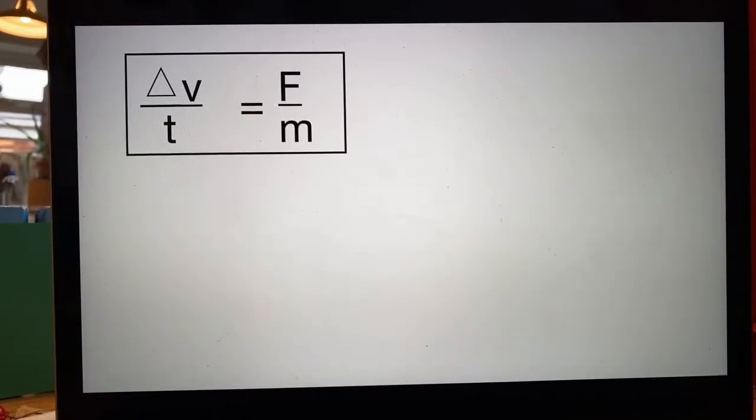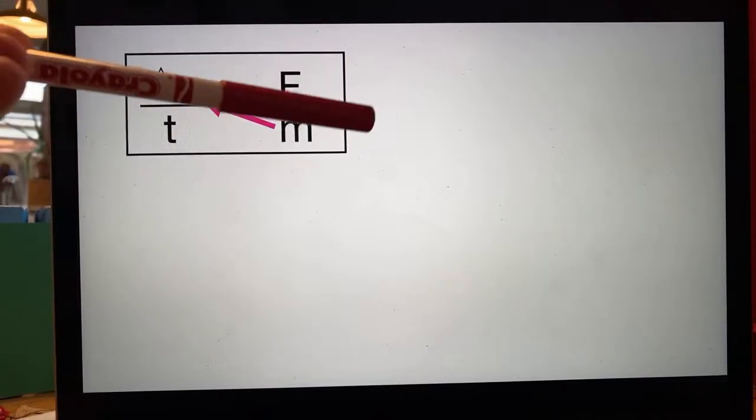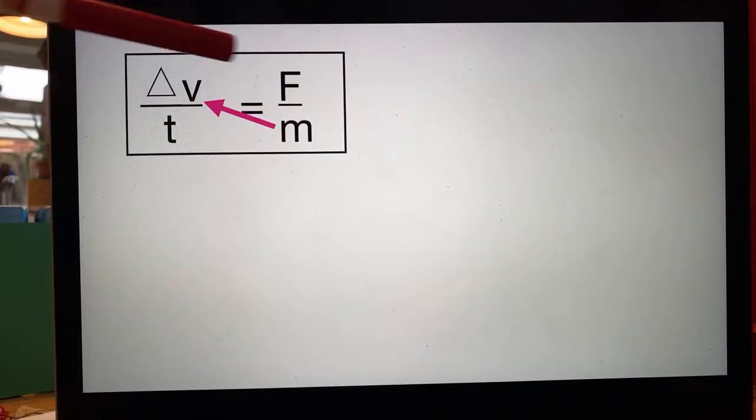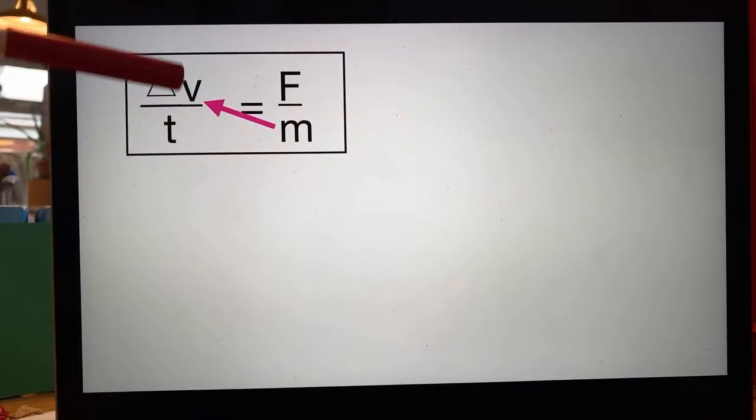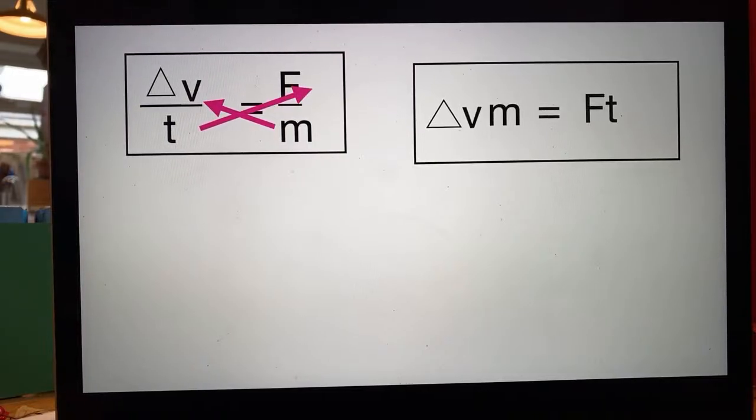So here we go. Change in velocity divided by time equals F divided by m. Are you okay with the fact this is just cancelling we've done before? Times this side by m and put m up there to get F on its own. Times this side by t to get change in v on its own and put t up there. So we're going to swap those over. And we end up with this. Change in velocity times mass equals ft.